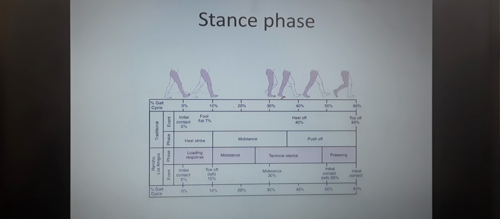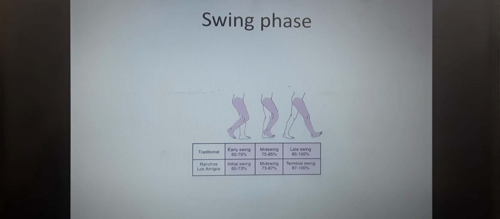Next one is the swing phase. It is mainly divided into three components: early swing phase, mid swing phase and late swing phase. The early swing phase begins once the toe leaves the ground and continues until mid swing, the point at which the swinging extremity is directly under the body.